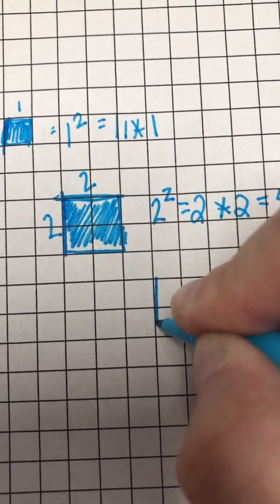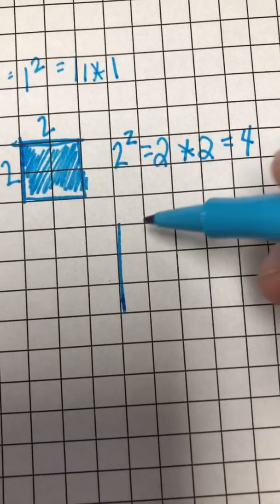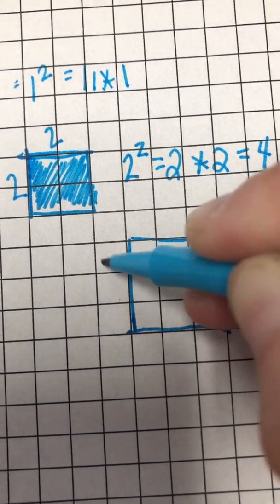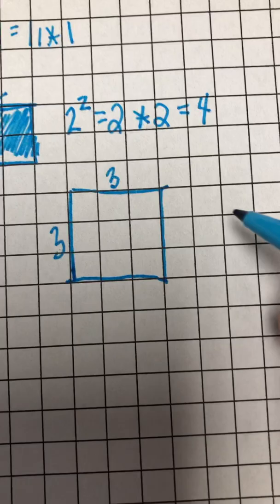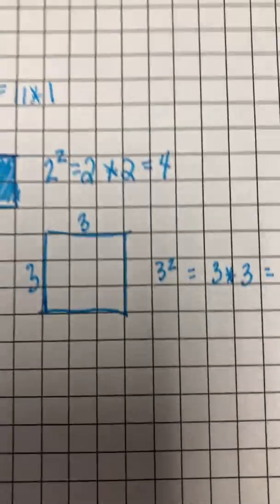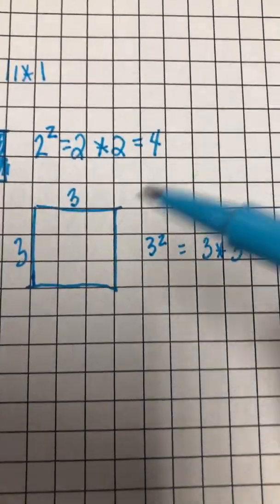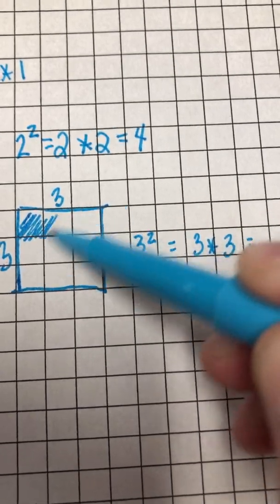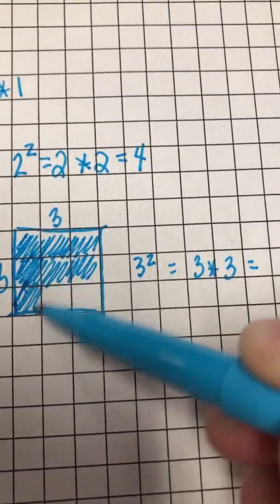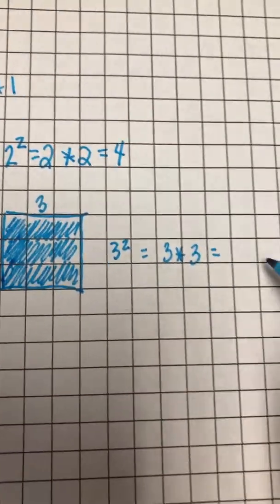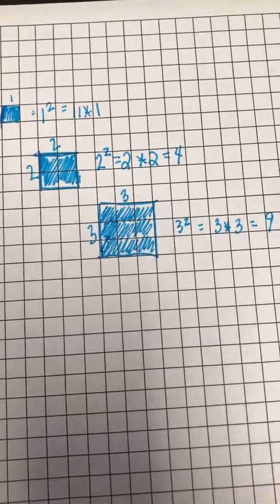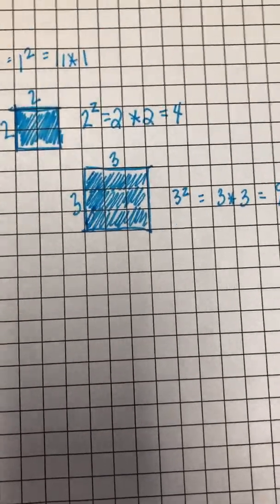Anytime you have a perfect square, the sides are going to be equal. So we could sit here, that is 3, this is 3, so we have 3 squared, 3 times 3 equals, and if we wanted to, you remember back, you can count the squares inside it. 1, 2, 3, 4, 5, 6, 7, 8, 9. So that square has an area of 9. So perfect squares are actually used to find the area.